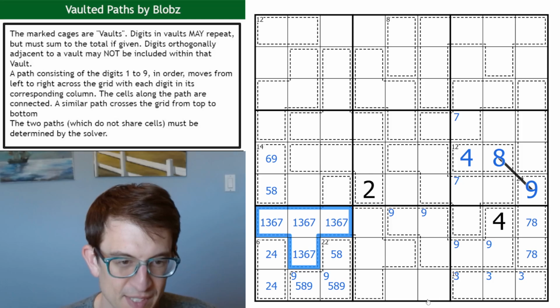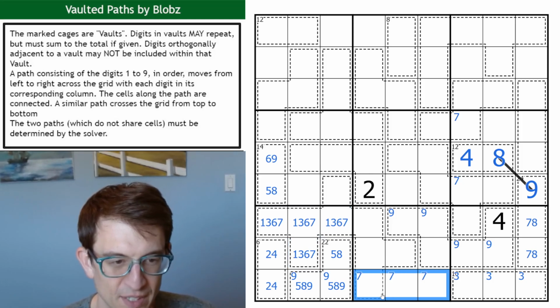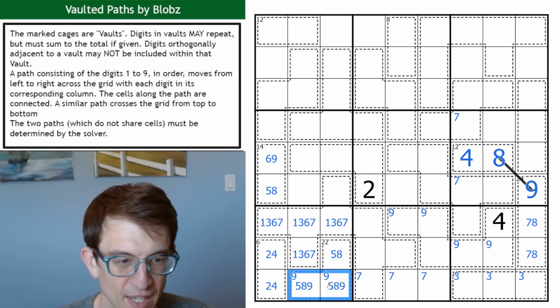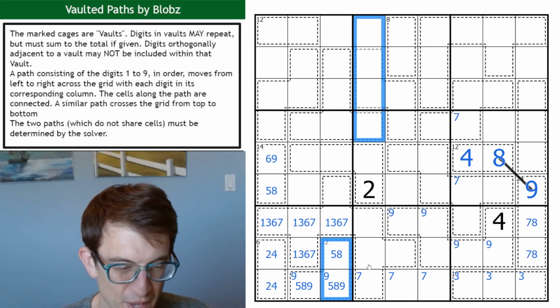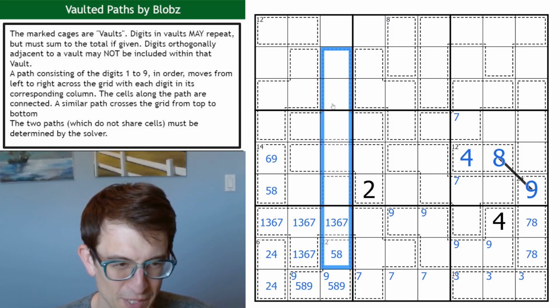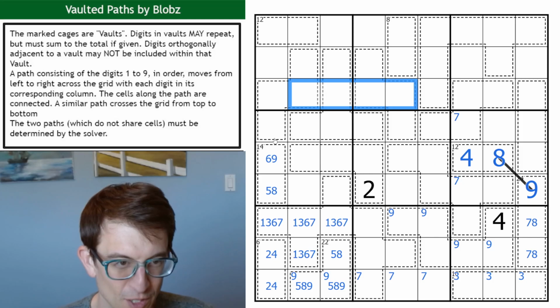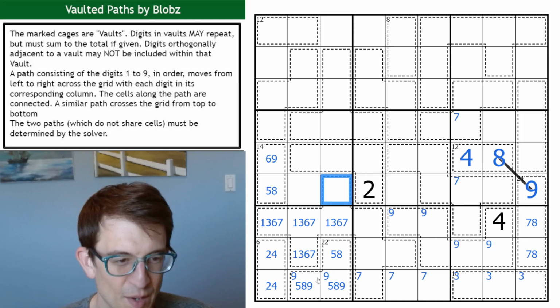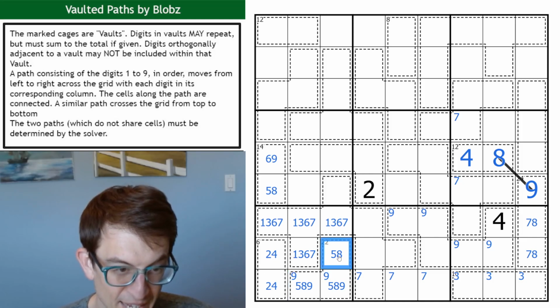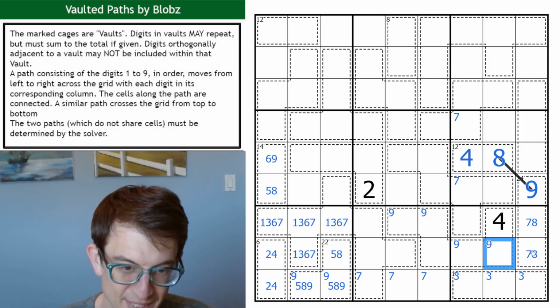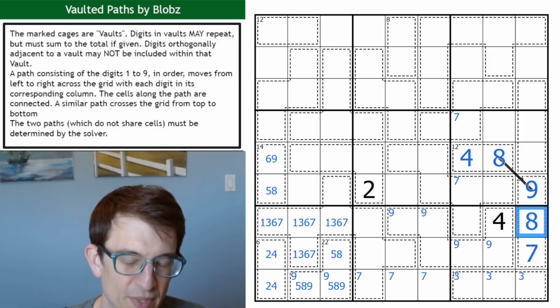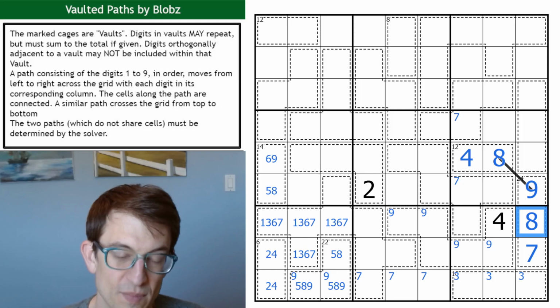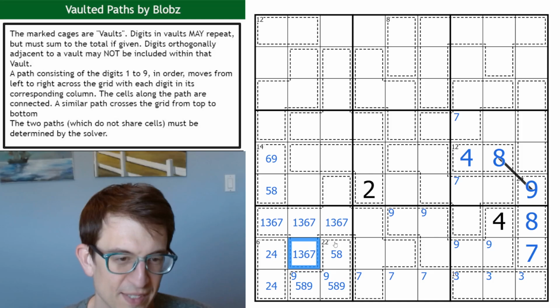I get an X-wing on 7, so I'll put my 7 down here. Oh, now I get the 9. Now I get the 9 from the row path, or column. I don't know which way you think about it. It's the path that goes along rows. So 1, 2, 3, etc. The 9 starts here, and then the 8's going to be one of those two spots, which means that's not 8, that's 7. So that's not 7.